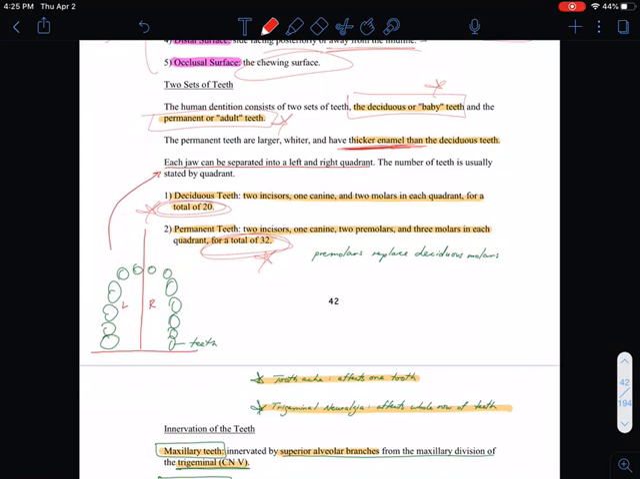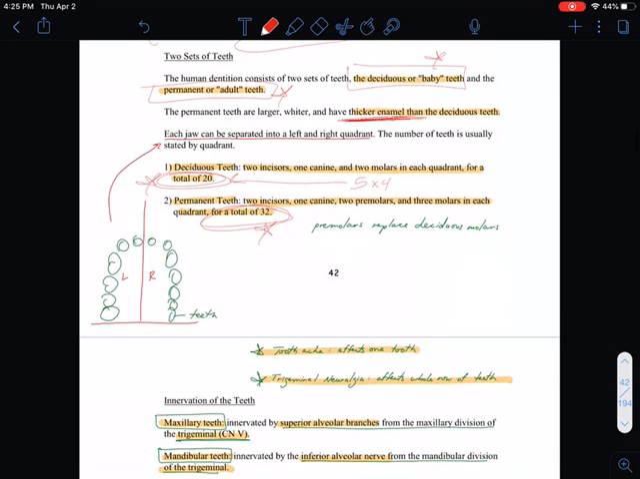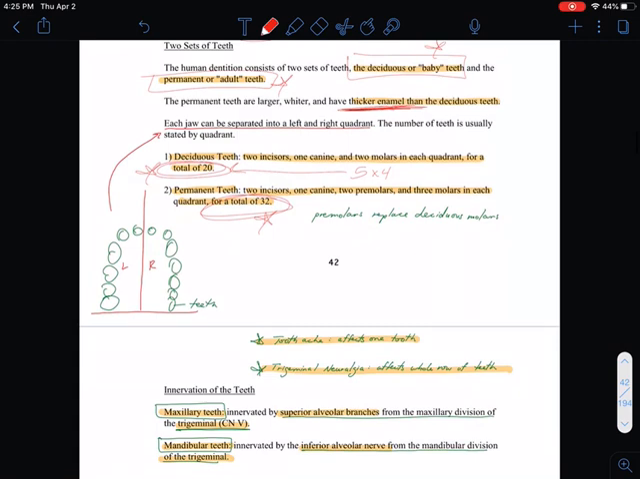So deciduous, 2 incisors, 1 canine, 2 premolars in each quadrant. So that's 5 teeth. You have 4 quadrants. That's where you get 20. Permanent teeth, 2 incisors, 1 canine, 2 premolars, 3 molars. That's 8 teeth. Times 4 gets you your 32.